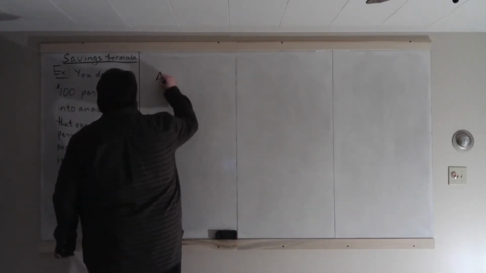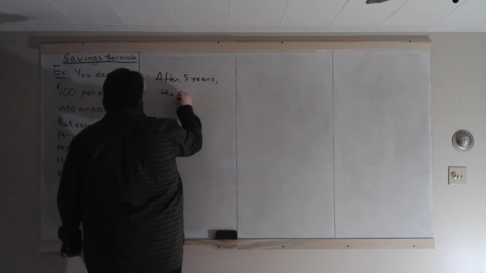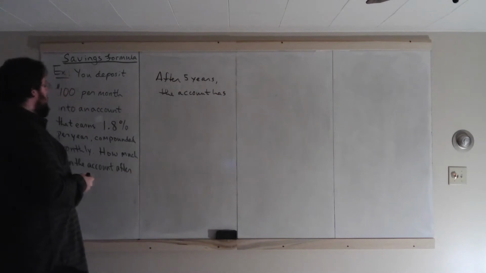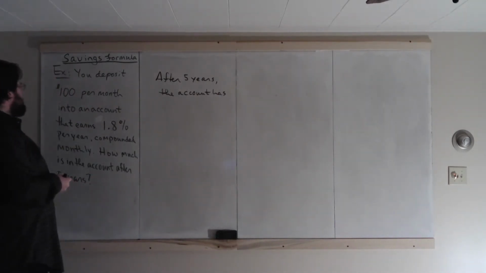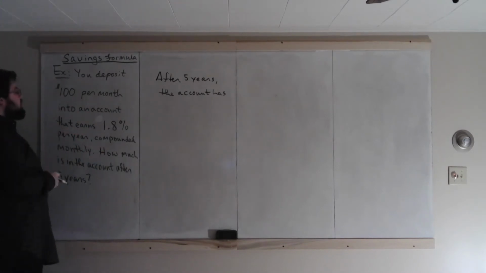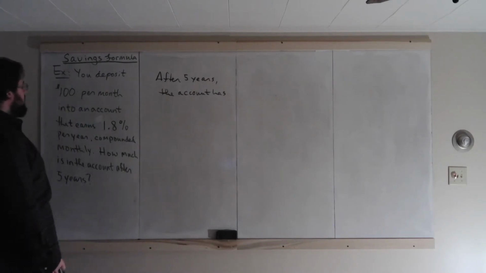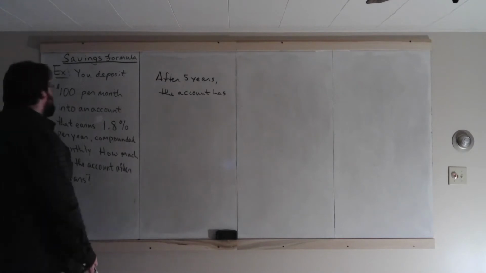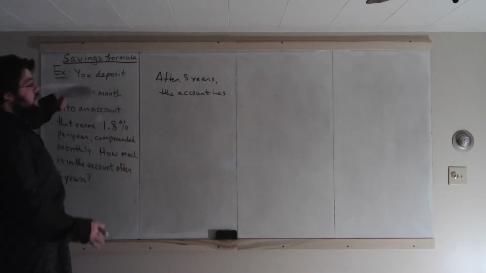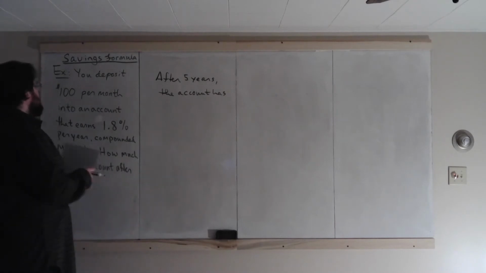So let's just say after 5 years, the account has, and we're going to write it out, starting on the last month. Now, in all of these examples, I'm not going to write it, but it will be assumed that our deposits occur at the end of the month, so they do not accumulate interest. If you deposit $100 per year, we'll assume at the end of the year, just for convenience, so that the formula works. If you deposit at the beginning of the month, it would be a slightly different formula.